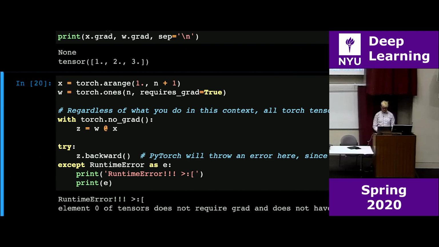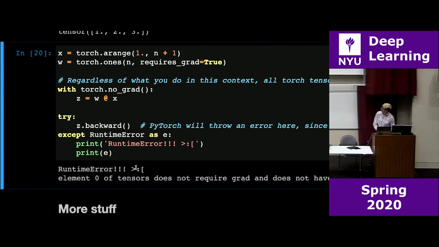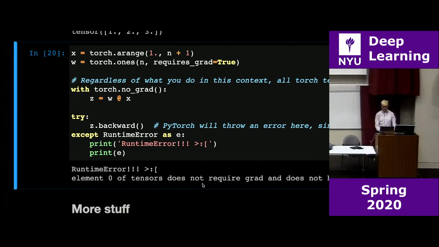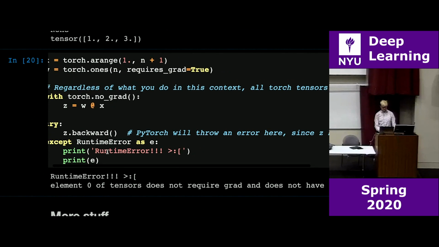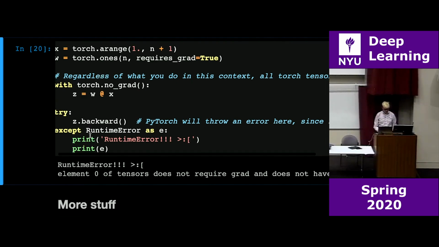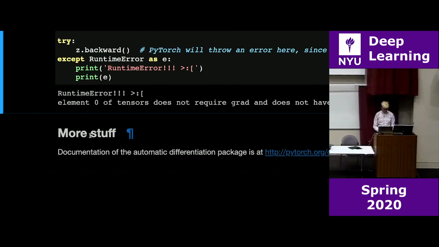So if I run this one, you get an error, and you have a very angry face here. It tells you element 0 of tensors does not require grad and does not have a grad function, right? So Z, you couldn't run backprop on Z because there is no graph attached to Z, okay? Questions? This is so powerful. You cannot do this stuff with TensorFlow, okay? TensorFlow is like, whatever. Yeah.